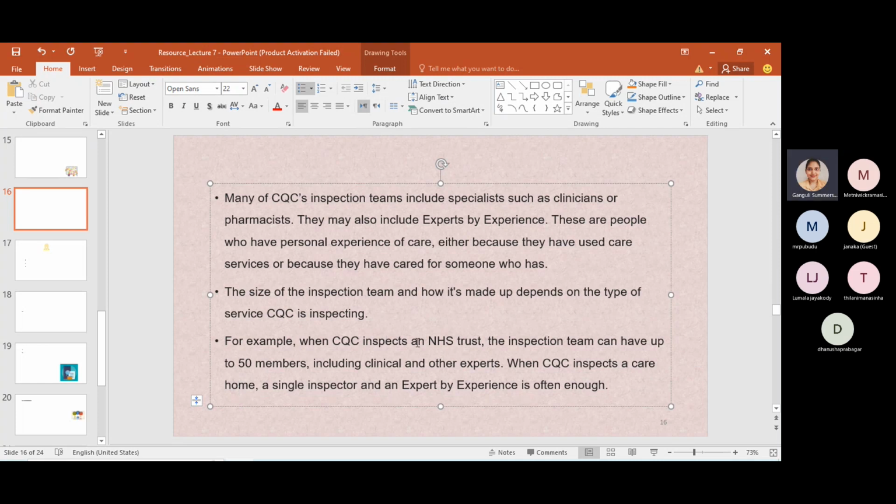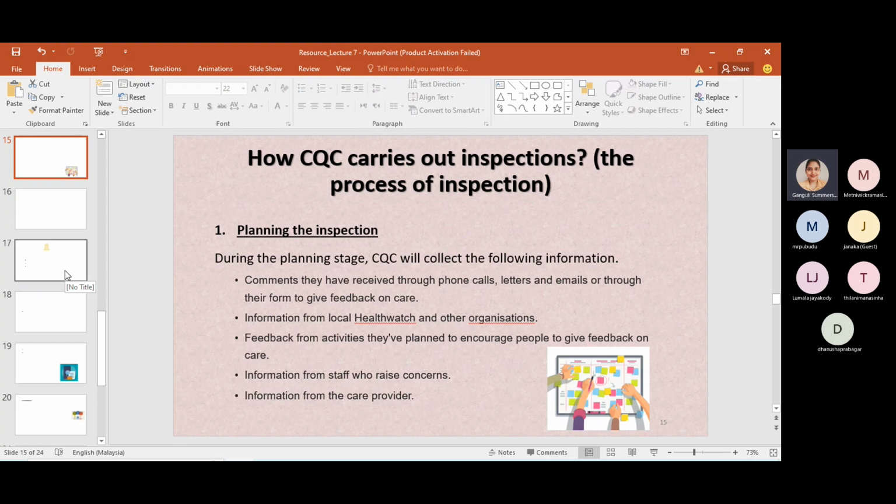Okay, but if the CQC is inspecting an NHS trust, then the team should ideally have up to 50 members. So the size of the inspection team depends on the type of service, the type of workplace that the CQC is inspecting. The size of the team will also be decided during the planning stage.